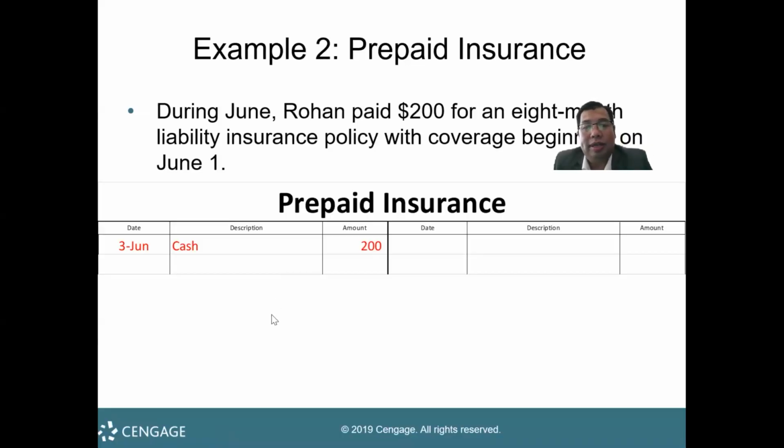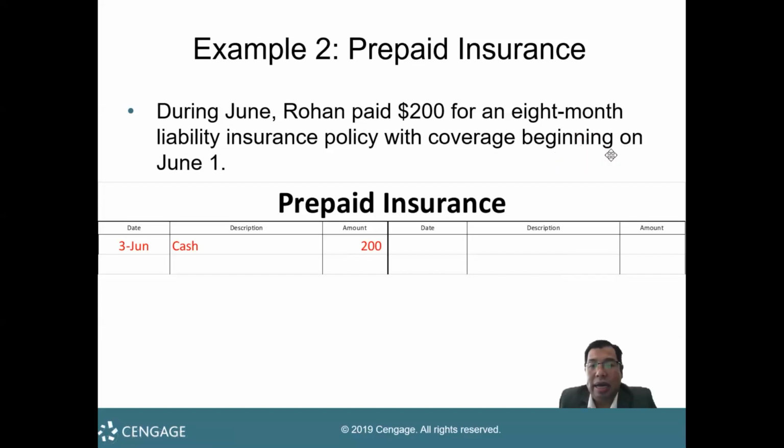Let us move to the second example. In this example, Rohan paid $200 for 8-month liability insurance with coverage beginning on June 1st. We pay for the insurance and the insurance gives us coverage for 8 months. So this 200 is for 8 months. I can guess that for every month the expense will be $25.